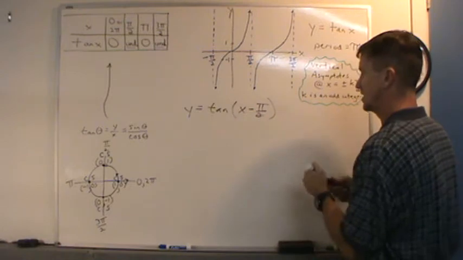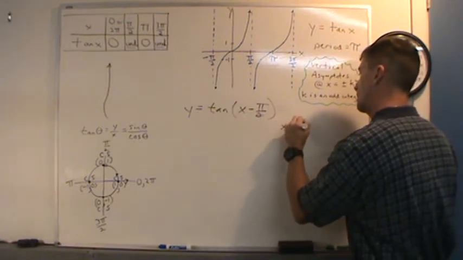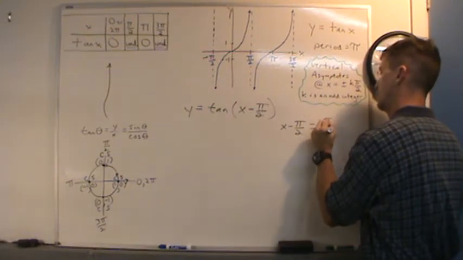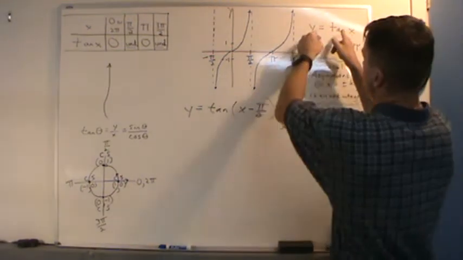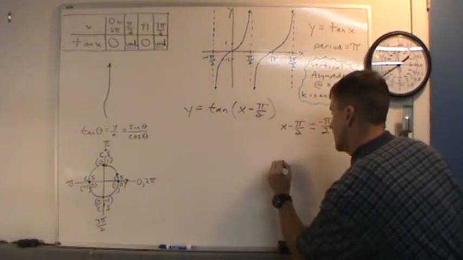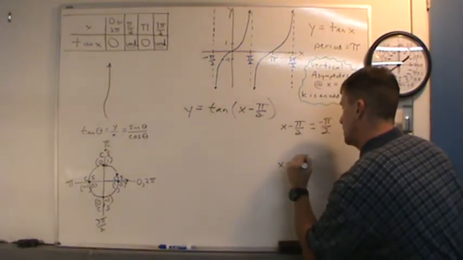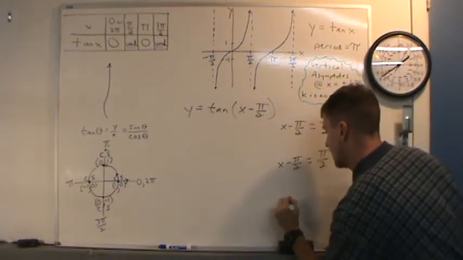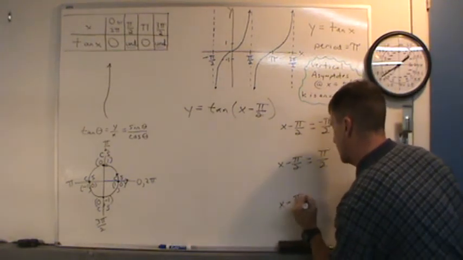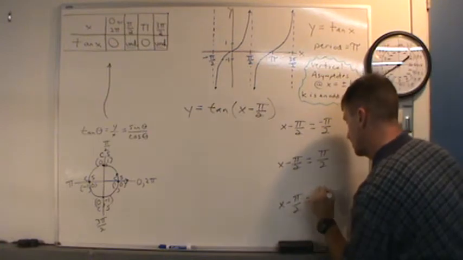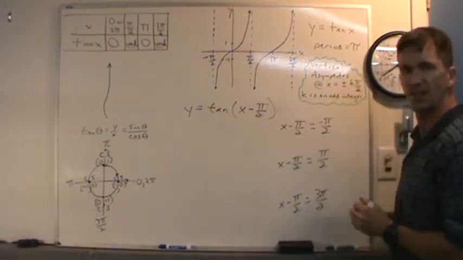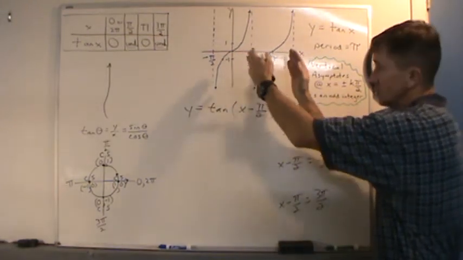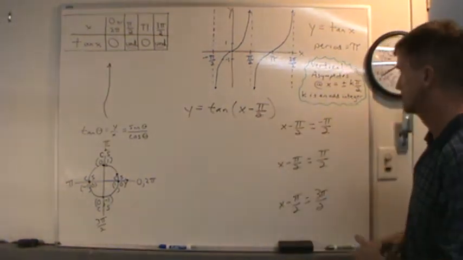So we'll take this x minus pi over 2. We'll set it equal to negative pi over 2, where the vertical asymptotes of the original y equal to tangent of x were. I'll set x minus pi over 2 equal to pi over 2. And I'll set x minus pi over 2 equal to 3 pi over 2. Okay? And then I'll solve for x. So it's important to know this model so you can sketch all tangent functions.